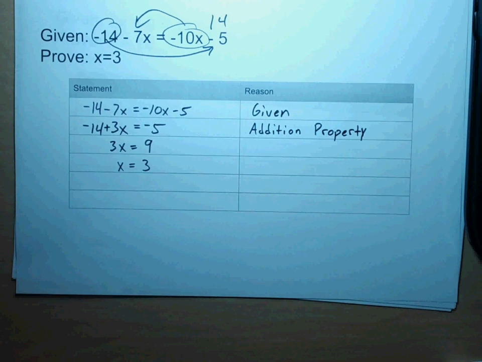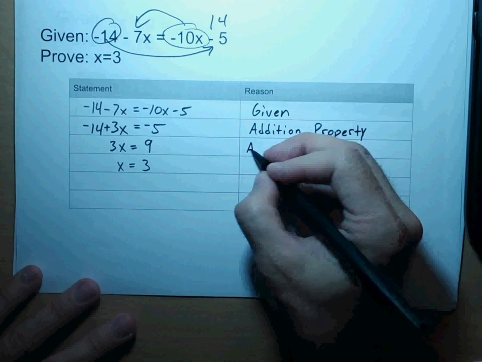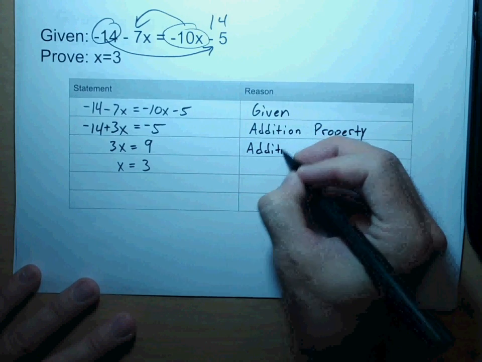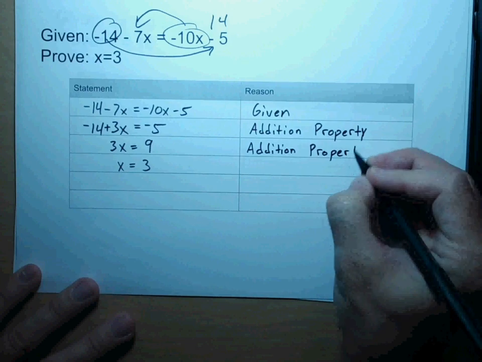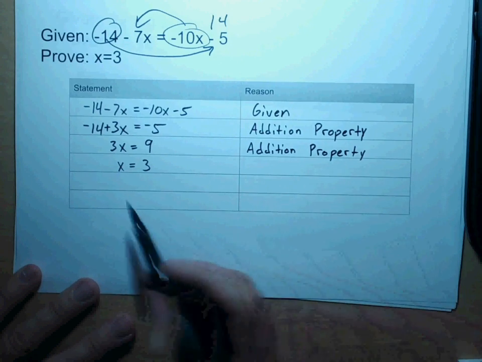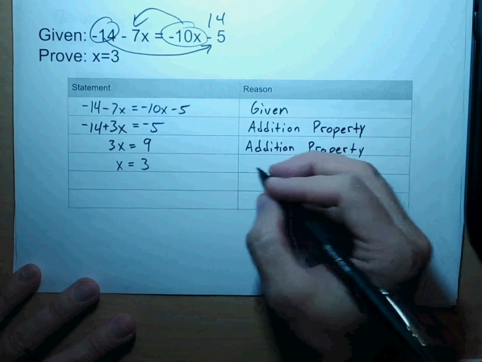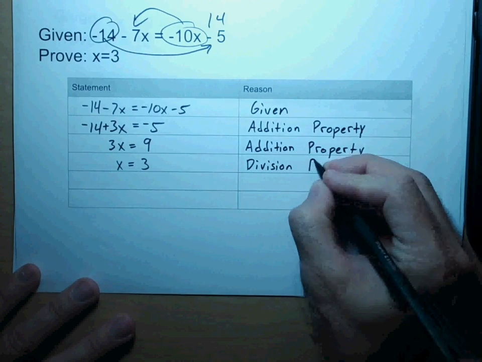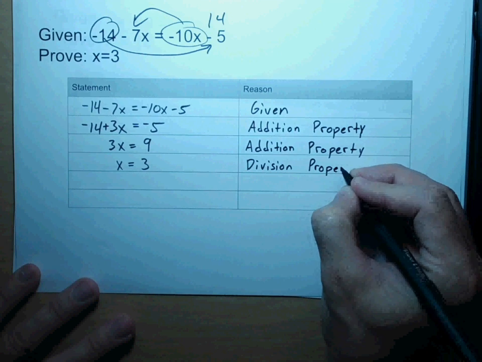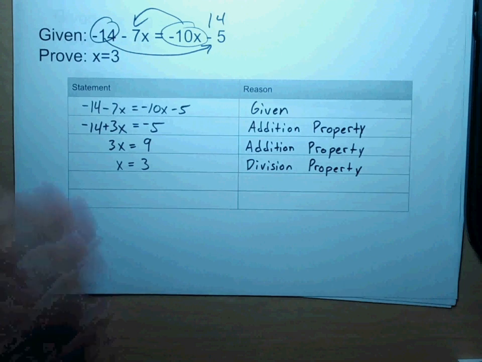What do we do on the second part? When we move the 14, it was also the addition property. Exactly. The very last one, we divided both sides by 3, which will be your division property. Sweet.